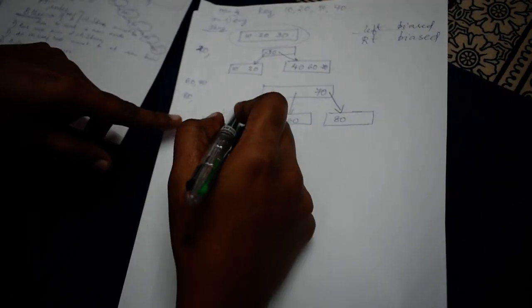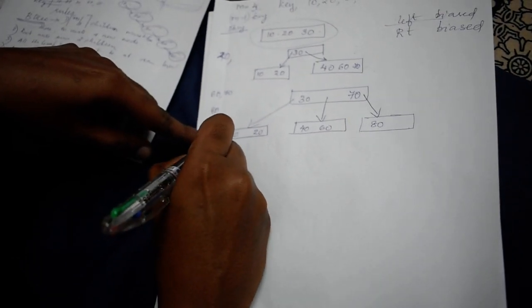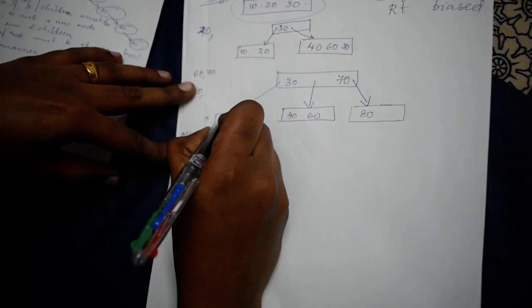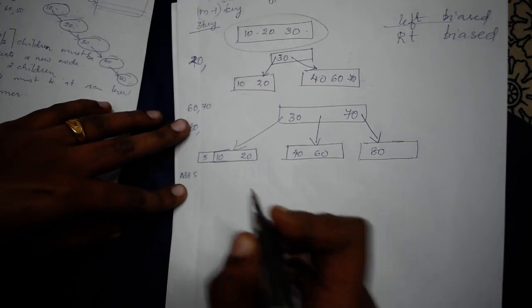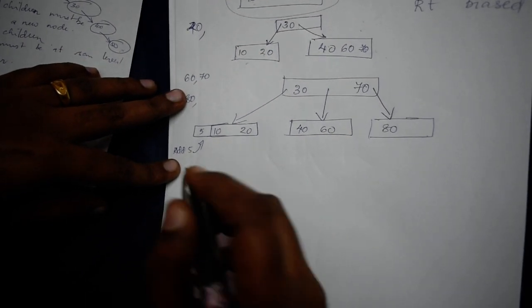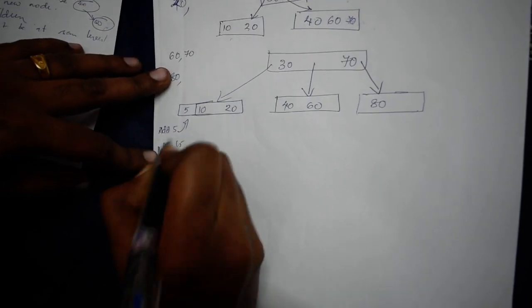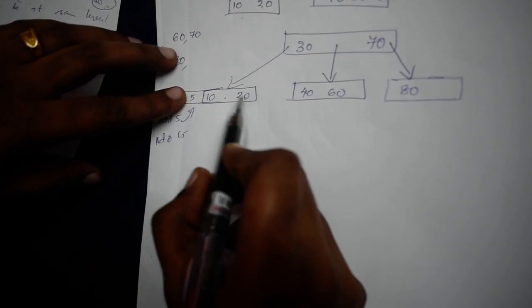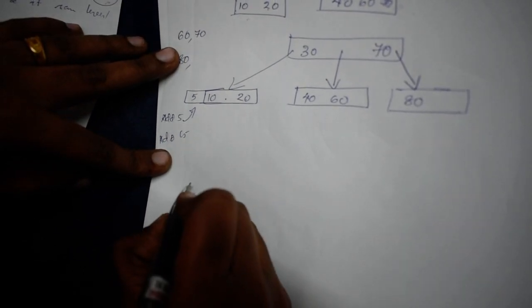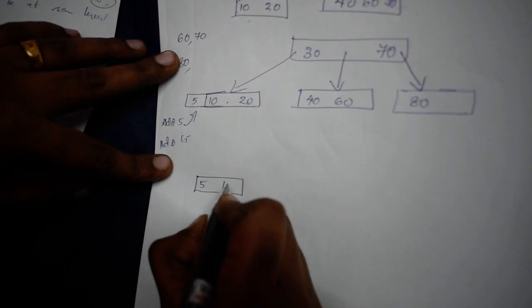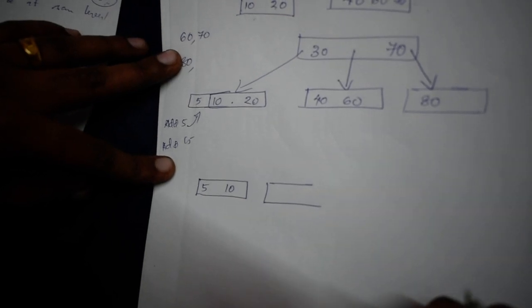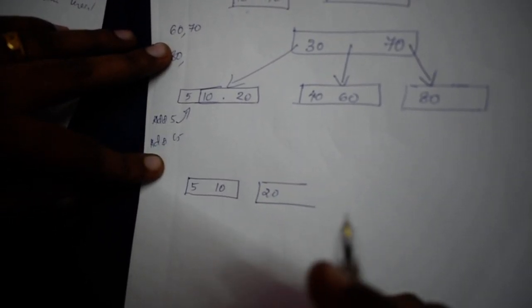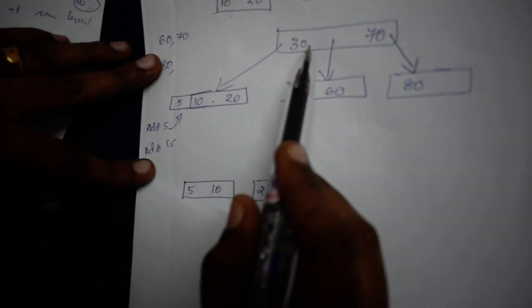Suppose I am going to insert on the left side. Suppose I add some value, say 5. I can add 5 here and it will be like this. Clear? Next I am going to add 15. How can I add 15? 15 should be here, but 3 keys are already there, so I have to split. So I keep 5, 10 here, 20 is there, and 15 I will put here.